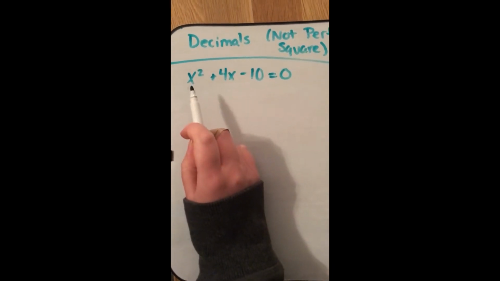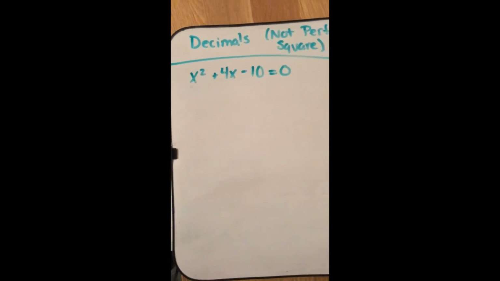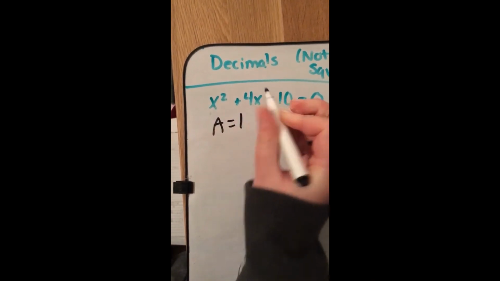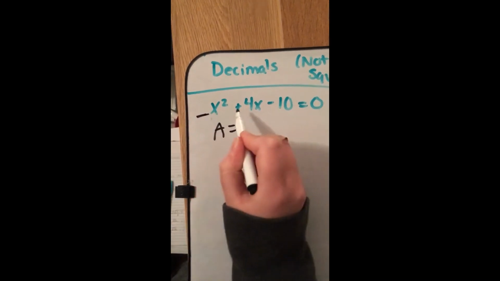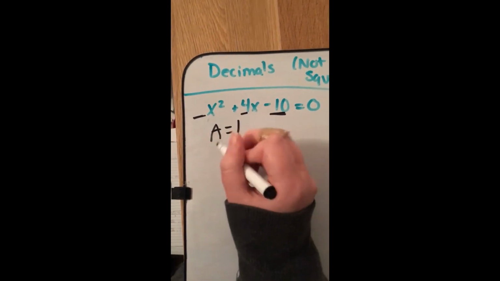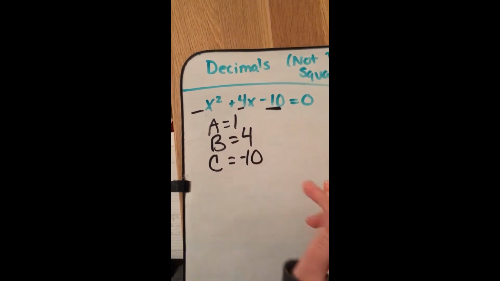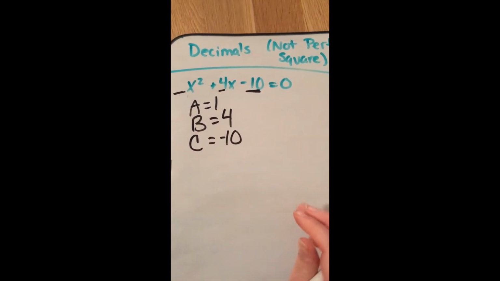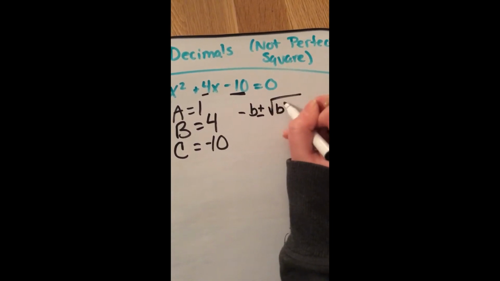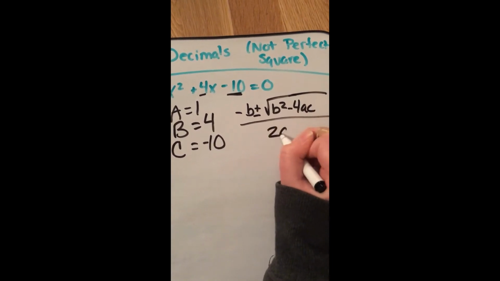So here we have a problem, x squared plus 4x minus 10 equals 0. It's already in standard form, so we know that a is going to equal 1. Whenever there's not a number in front, it's always going to be a 1. So a equals 1, b equals 4, and c equals negative 10. Just a reminder, the formula is negative b plus or minus the square root of b squared minus 4ac, all over 2 times a.